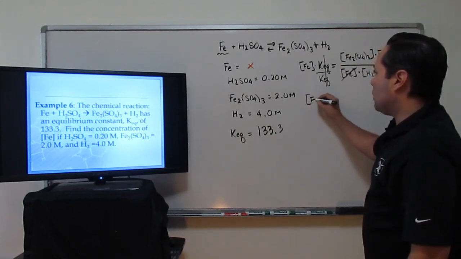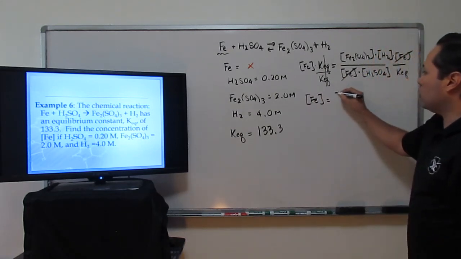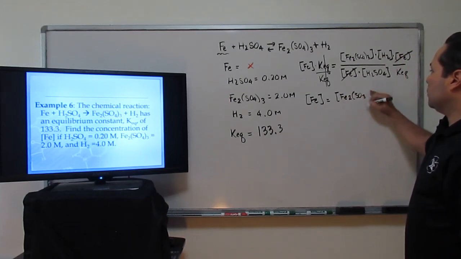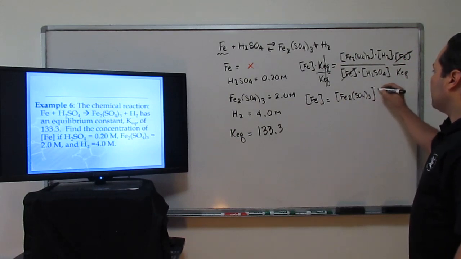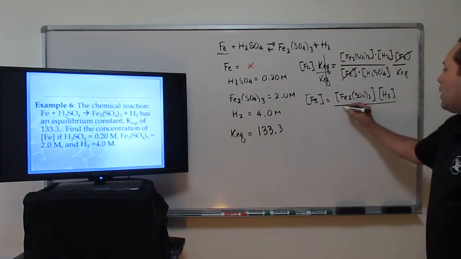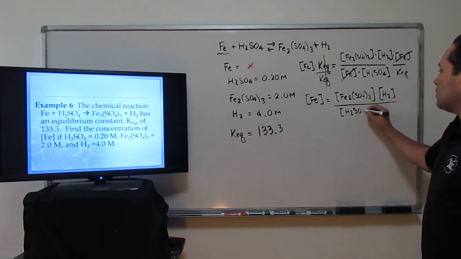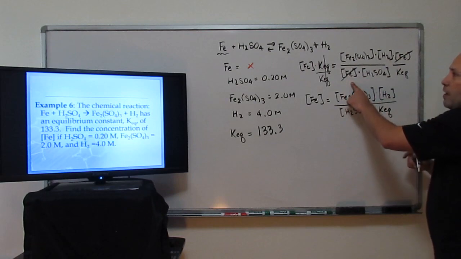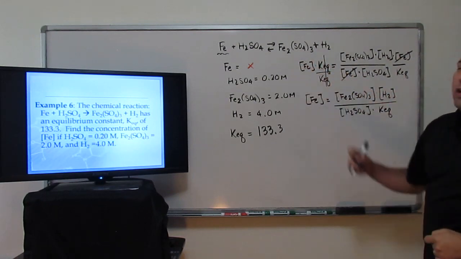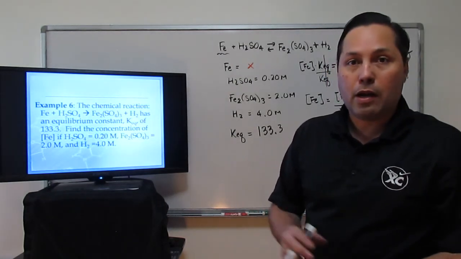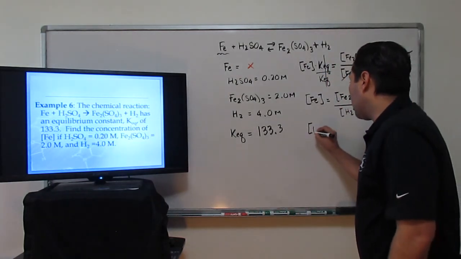Let me rewrite it. Fe is equal to iron 3 sulfate times hydrogen gas divided by sulfuric acid times the KEQ. Again, I moved the Fe over here and KEQ there, so that I can have it isolated since that's what we're looking for. From there, it's now substituting numbers in and we'll get our answer. So let's do that.